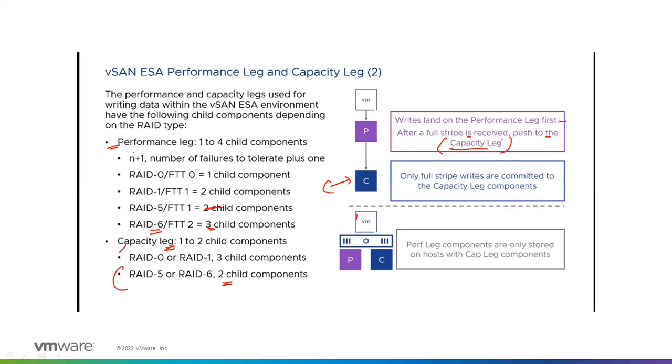So again, we have a different set of policies we can define for the perf leg and the capacity leg. How is data written in the perf leg? If I apply RAID 0 FTT 0, my perf leg will have only one child object. If I apply RAID 1 FTT 1, it means the perf leg will have two child objects, right? And if I'm writing RAID 5 FTT 1, again two child objects. If I'm writing RAID 6 FTT 2, then my perf leg will be further split into 3 components.